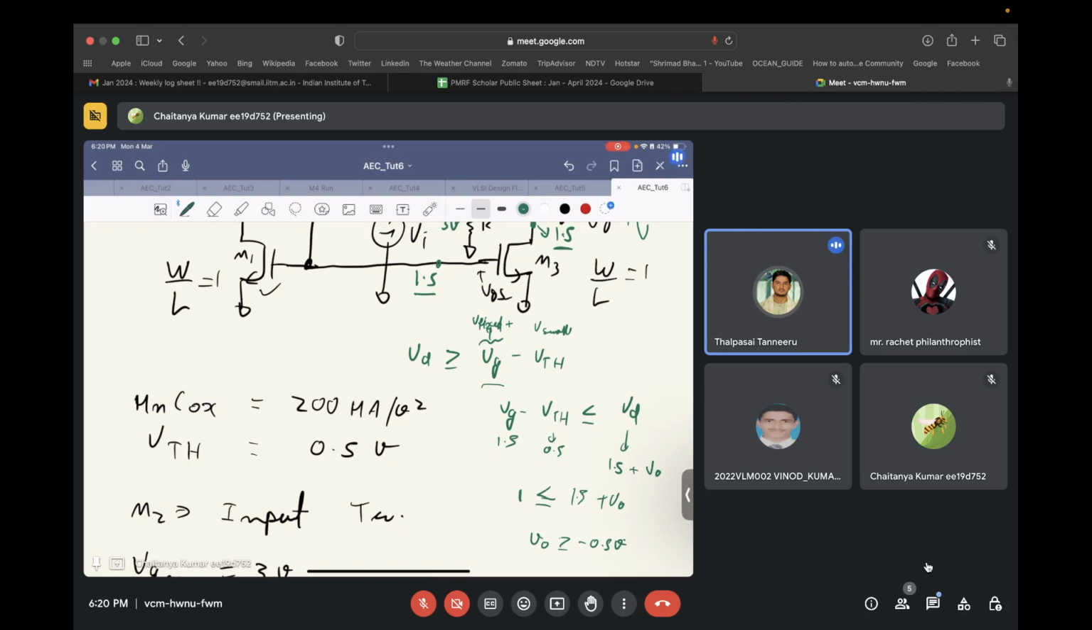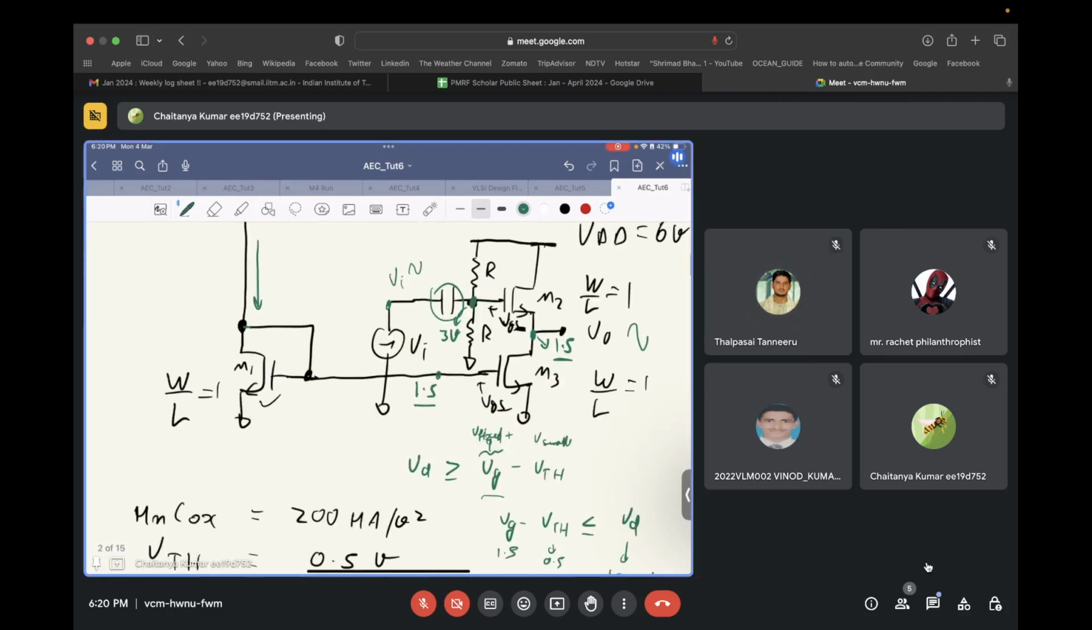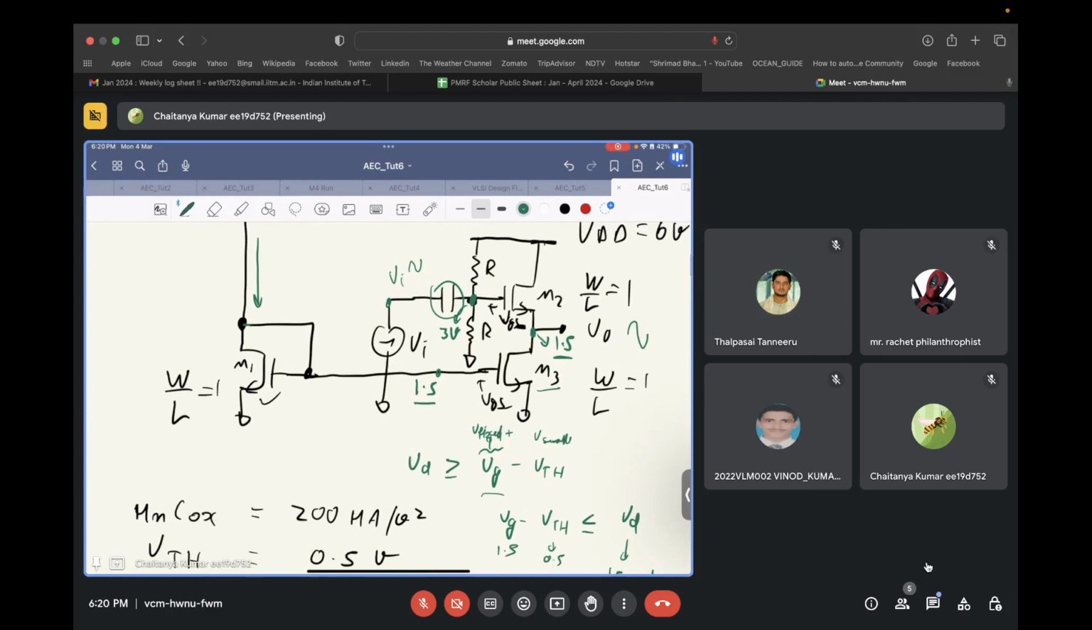Okay, so transistor M3's boundary limit we have fixed. Now let's go to transistor M2. Here you will see that your drain voltage is fixed to VDD.